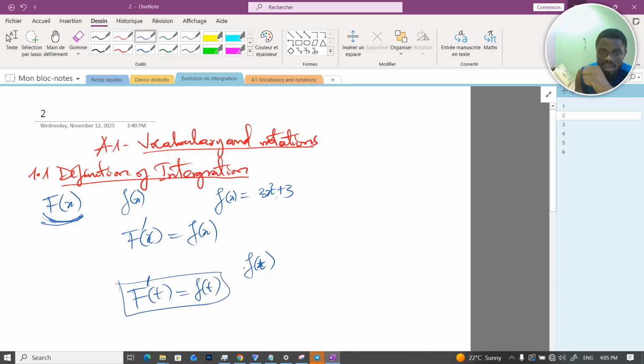If you are asked to integrate small f of t, they are basically asking you to find a function capital F of t such that if you derive, you obtain what? Small f of t. So that's the basic definition of integration. That's in fact the simplest way for me to explain the term integration.